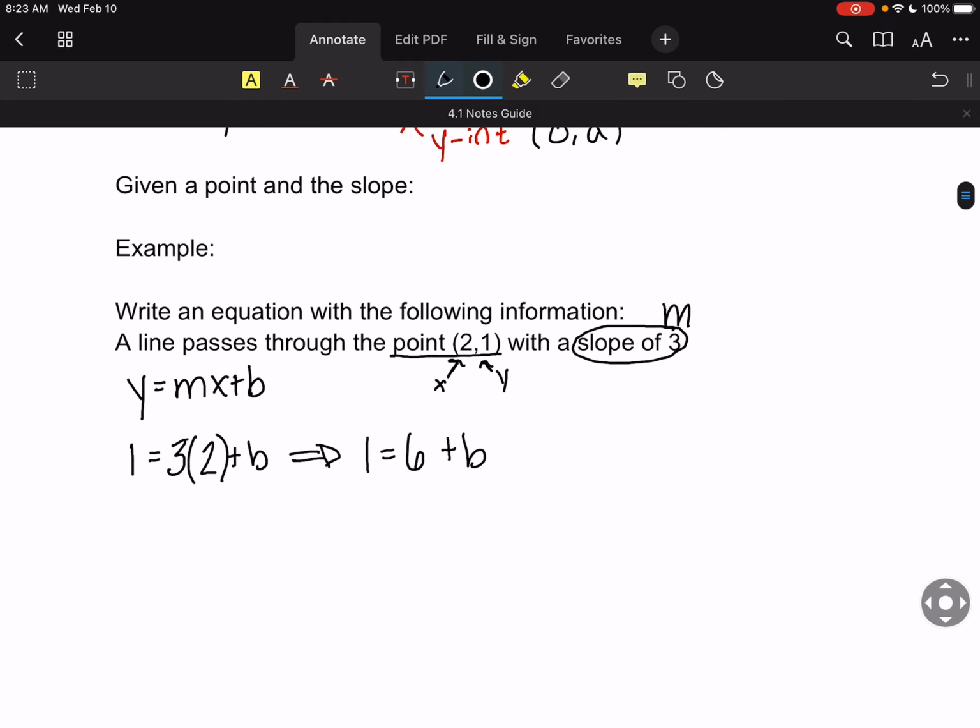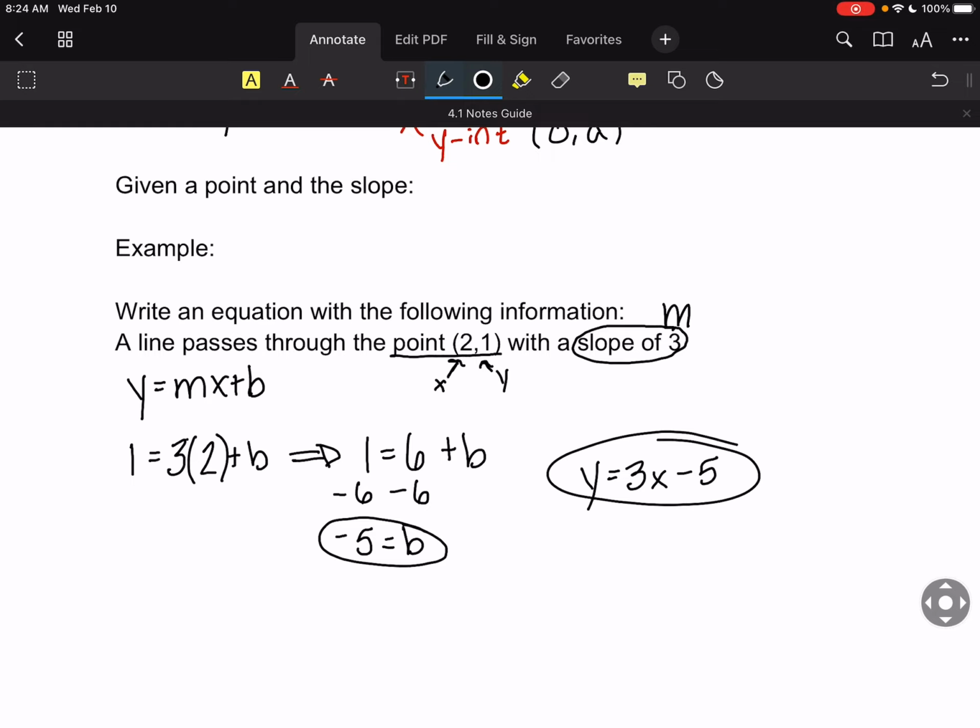And then I can subtract my 6 to the other side, which will give me -5 is equal to b. So now I know my y-intercept b, and I know what my slope is, it's 3. And I can now write y equals 3x minus 5. And that would be my final answer.